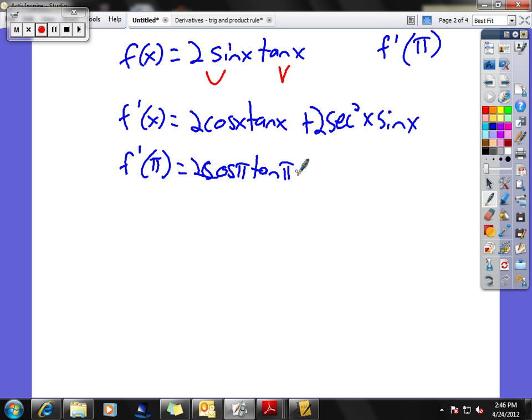Wait, what are you doing there? I'm plugging pi in for x. Plus 2 secant squared pi sine pi.